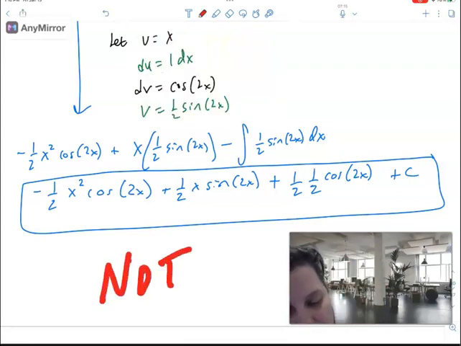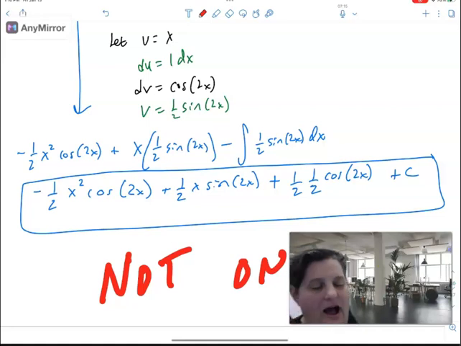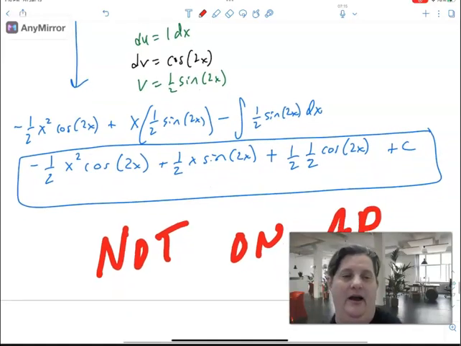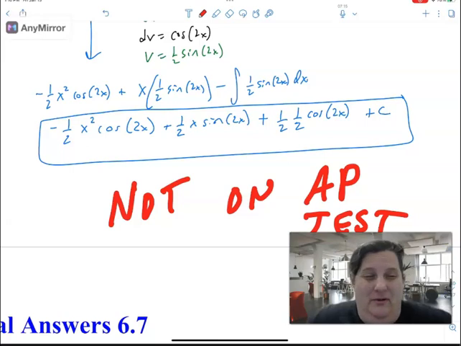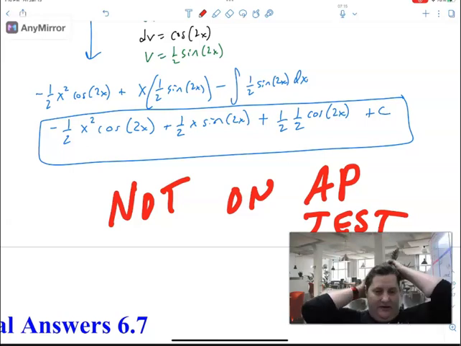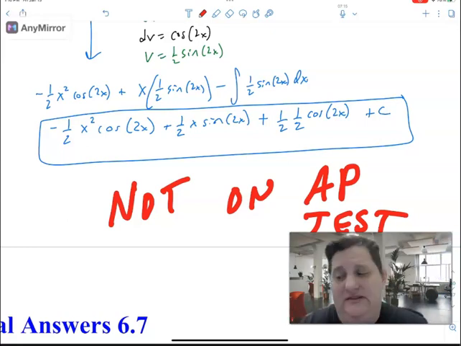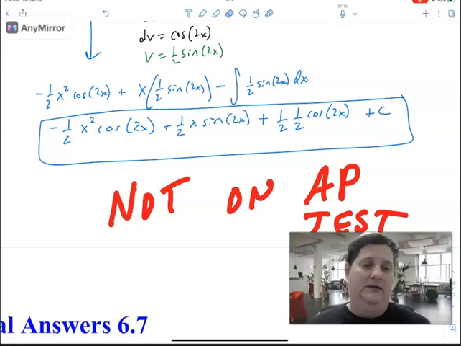Not on the AP test. I mean, very, very, very unlikely that a double integration by parts should be on the AP test. We just look at it because it's cool and it's fun. But a double integration by parts, you guys see how long that took me? If that showed up on a multiple choice, I wouldn't even waste my time. It's not worth the points that you would get back. You know what I mean?